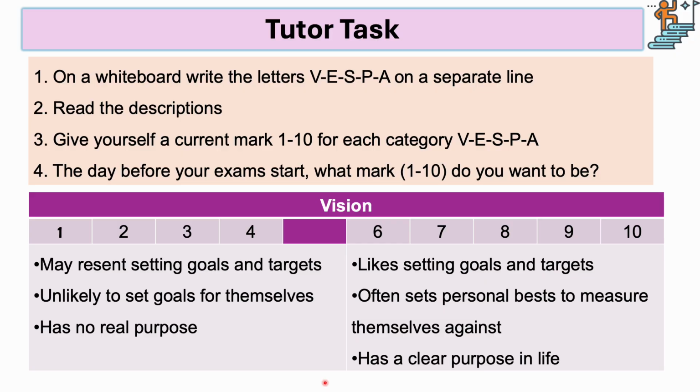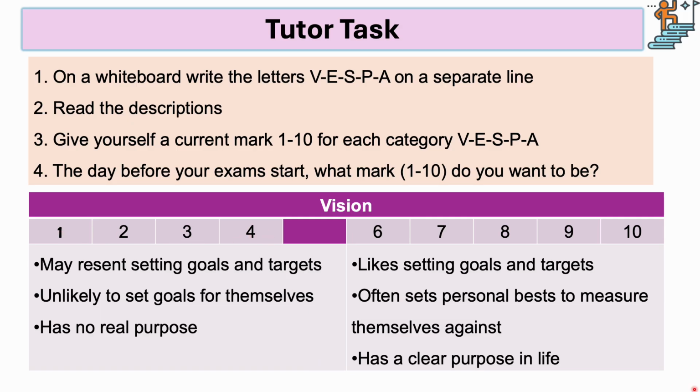Okay, so first we're looking at your vision. Do you know what you want to achieve, and are you determined to get it? Here's our descriptors at the bottom. Do you resent setting goals and targets, as we're doing right now? Are you unlikely to set goals for yourself? And do you really not know what you're doing next year or the year after, or where you want to be in your life? If that sounds like you, how close is that? 1, 2, 3, 4. How far are you along this line?